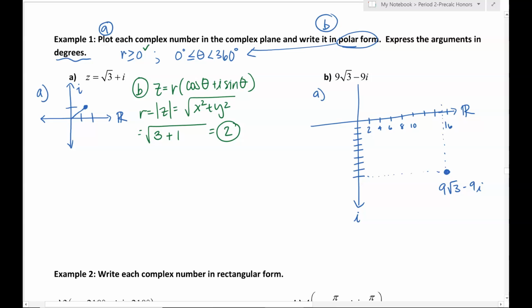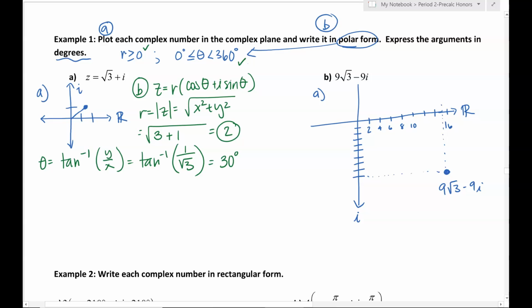Then we need to find theta. Theta is tangent inverse of y divided by x. Now remember, if it's in quad 2 and quad 3, then we have to go and add pi, or in this case 180. But because it's in quad 1, we don't have to worry about it. So tangent inverse of, again, your y value is 1, so 1 divided by rad 3, which is an angle that we do know perfectly. This is 30 degrees.